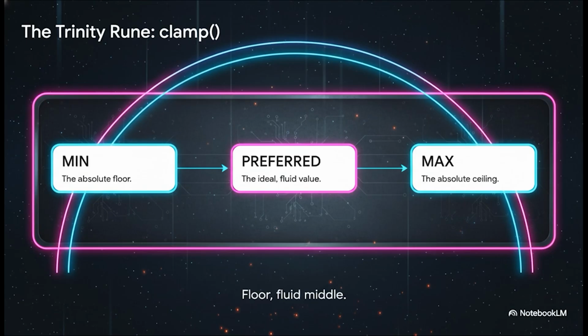It takes 3 arguments, and the order is crucial. So remember this. First, the absolute minimum value. That's your floor. Second, the preferred flexible value. This is often based on the viewport. And third, the absolute maximum. That's your ceiling. Floor, fluid metal, ceiling. Simple as that. Yes, min and max are magnificent implements of constraint, but clamp is where everything comes together.